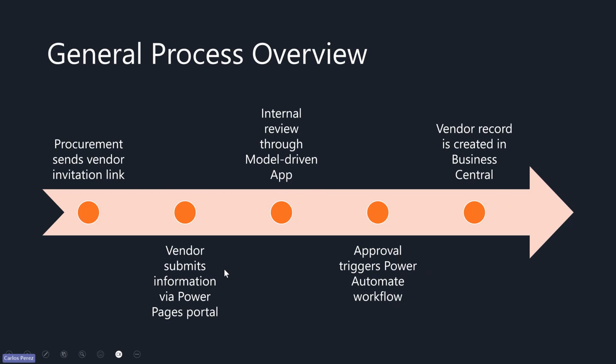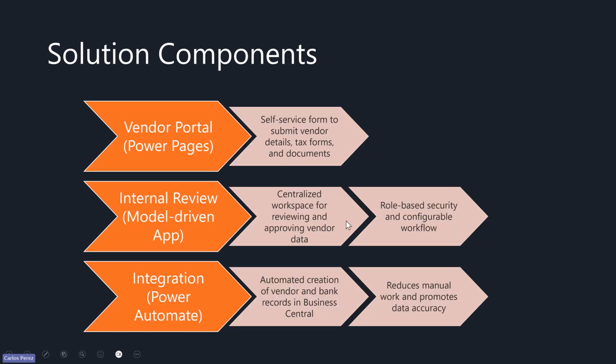So it's a fairly simple process, but we are going to have 3 different tools working together. As I mentioned before, we're going to have a vendor portal, which is the part providing the self-service for the vendor information capture. And we're going to capture documents there. Then in the model-driven app, we're going to have this central location to review and approve the vendor.